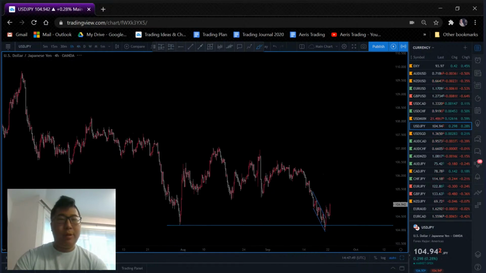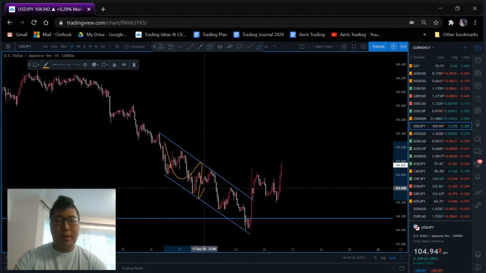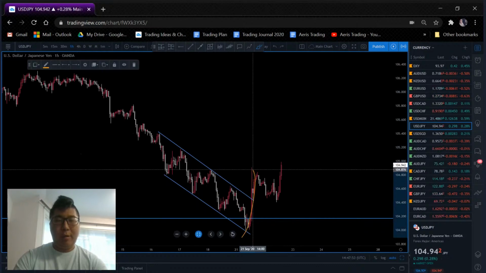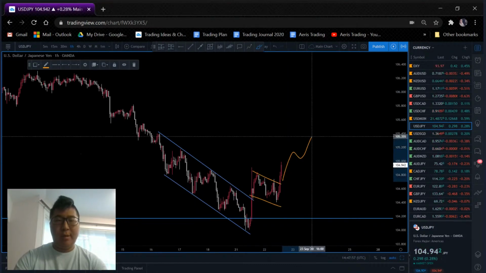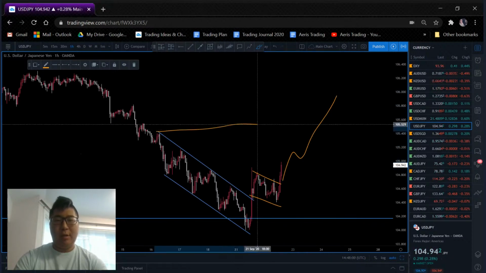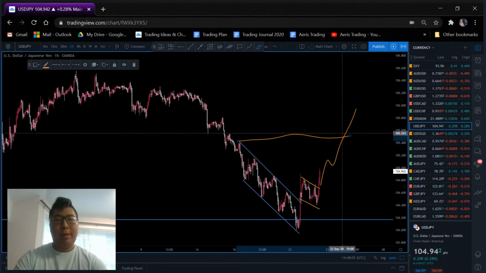We go into the intraday charts. This is clearly a descending channel. We had a breakout to the upside, bullish, and we had a clear continuation correction. So if you ask me, this has a very good chance to at least hit the top here, and then see what the price will do.